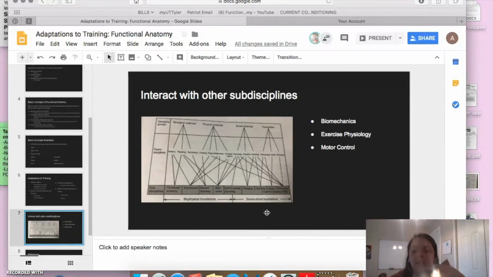All four of these have some concept of anatomy and physiology in them. They all tie in together. Exercise physiology ties into functional anatomy, so does biomechanics. Functional anatomy ties into motor control, and they all really just mesh together and require a basic understanding of anatomy and physiology.